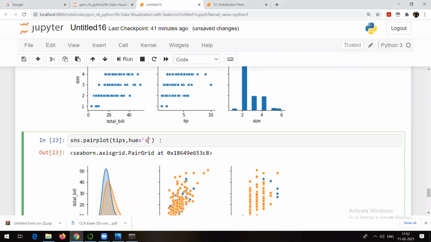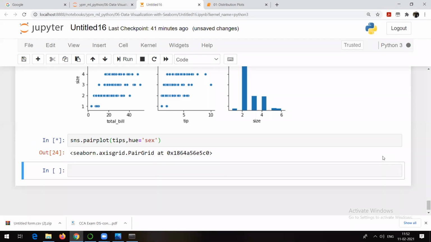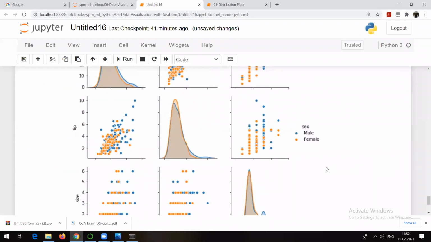Suppose I want to check who actually gives more tip or who generates more bill, male or female. So I will use the hue parameter as male or female. Let me run it. Now you can check here. So you can see that in this case, blue is denoting male and orange is denoting female, right? So you can see that blue markers are more. That means male prefer visiting the restaurant as compared to female. That means males visited the restaurant most of the times as compared to females, right?